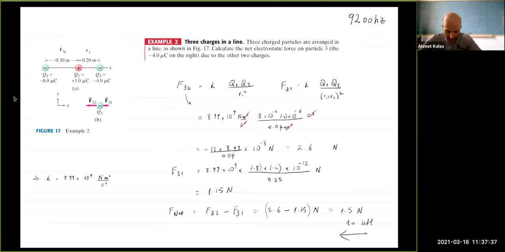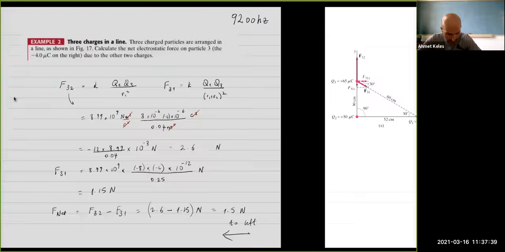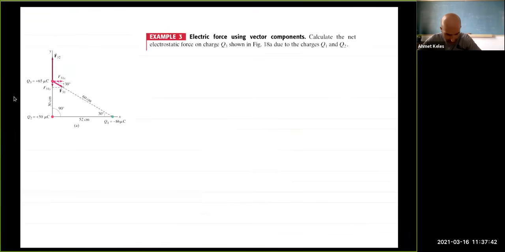So I think that's it for me today. There's one more question from your book. I think you can exercise that. And we'll continue with more about Coulomb's law next time.